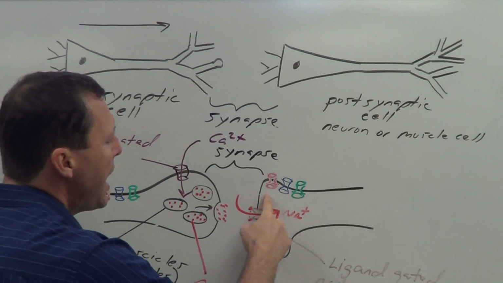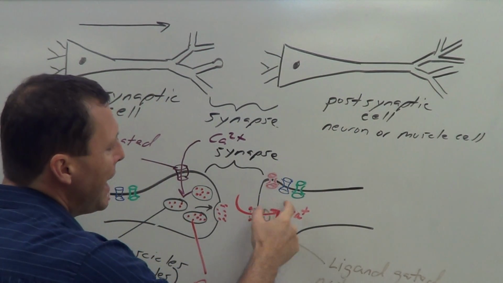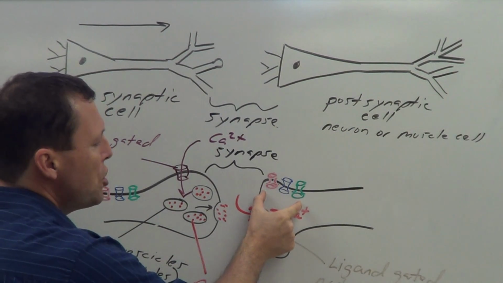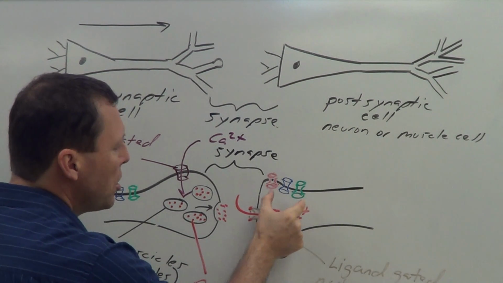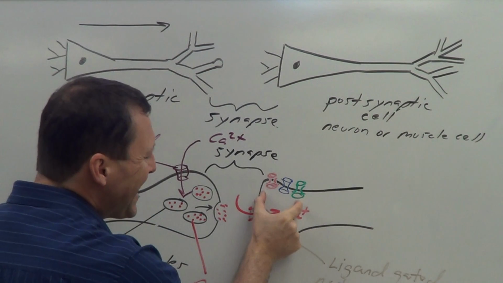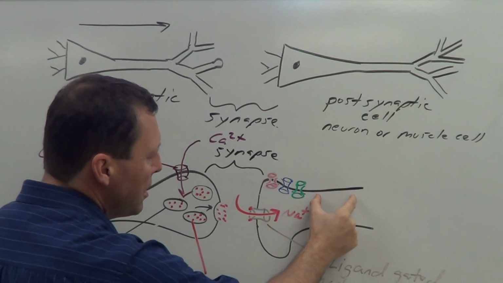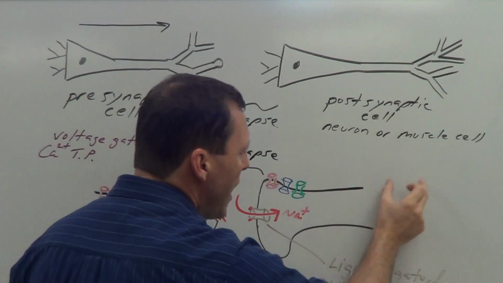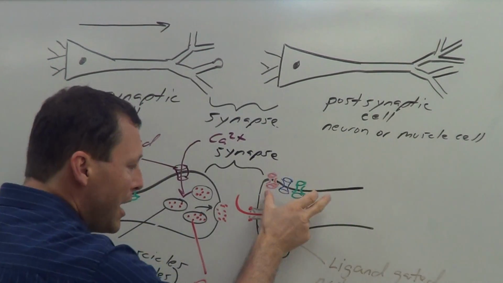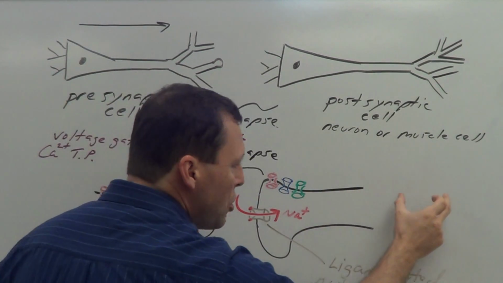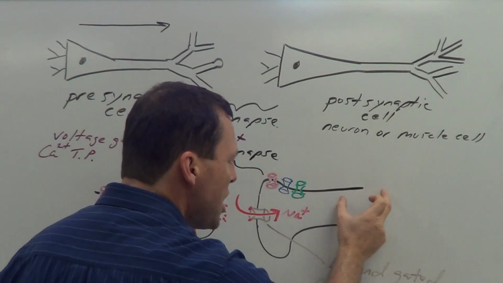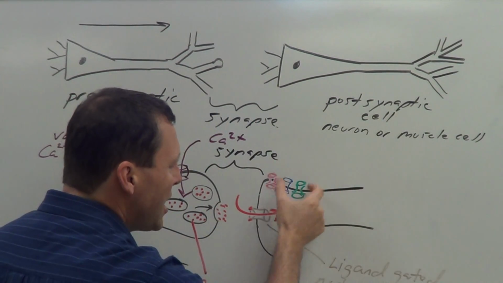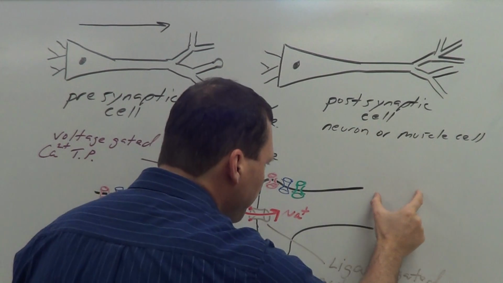And when they do that, they're going to open up, and that's going to create a change in voltage. And when the change in voltage occurs here, then the next set of transport proteins feel that change in voltage, and they begin to respond, and so on and so forth. And we, again, begin another action potential down the muscle cell membrane, or in this case, down the neuron.